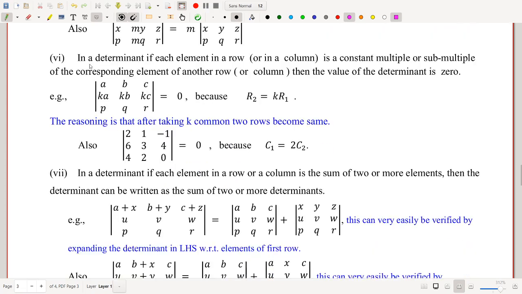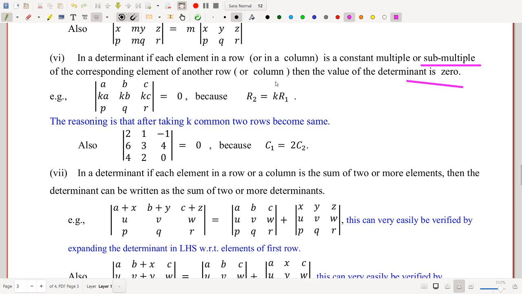Property number 6. In a determinant, if each element in a row or in a column is a constant multiple or submultiple of the corresponding element of another row, then the value of the determinant is 0. If one row is double of another row, or one column is triple of another column, then the value of the determinant is 0. But what do you mean by submultiple? Means one column is 1/3 of another column, one row is half of another row.